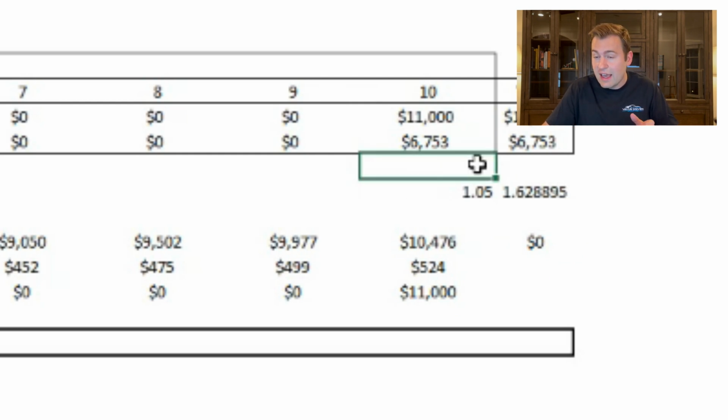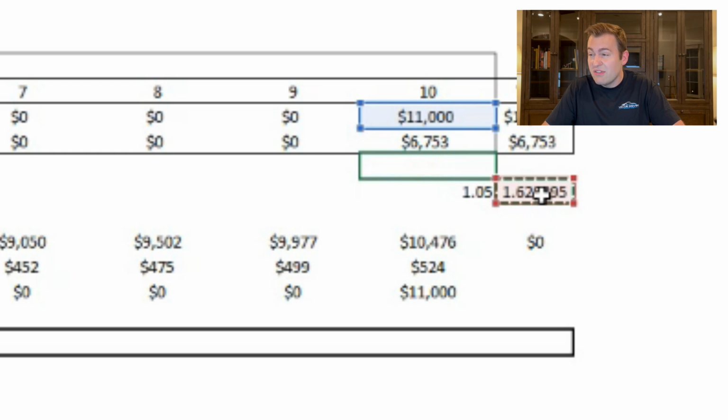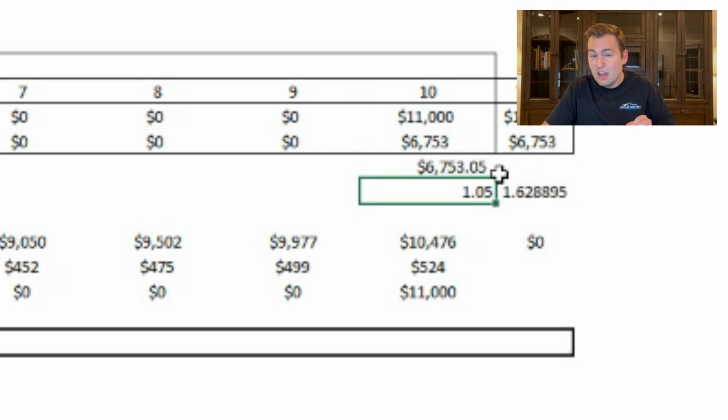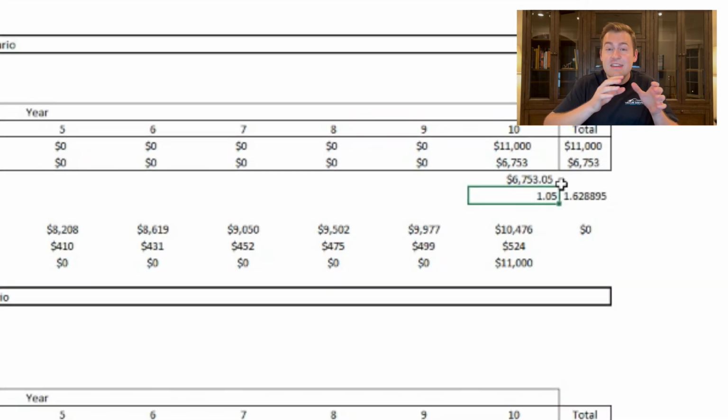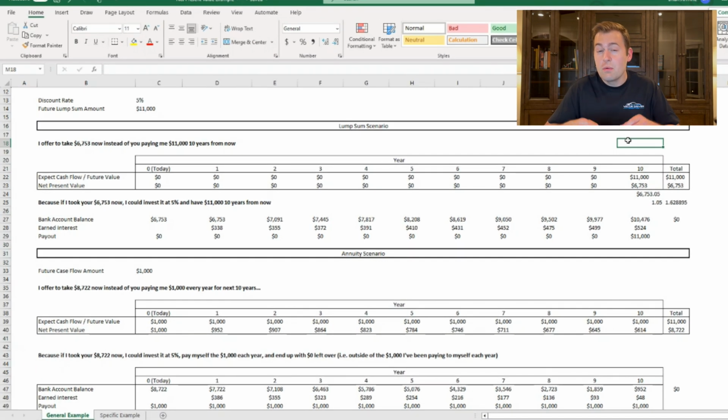So in this case, the cash flow amount would be $11,000 in year 10. So we take that 11,000 and we divide by that 1.63 factor, and that gets us to a net present value. That $11,000 is worth $6,753 in today's money. Remember, today's money is worth more than future money. And future money, that $11,000, is worth less than today's money.